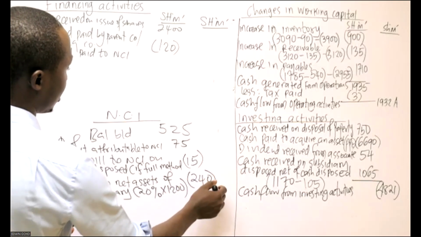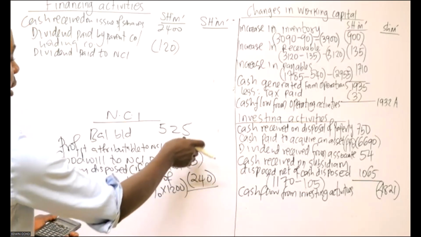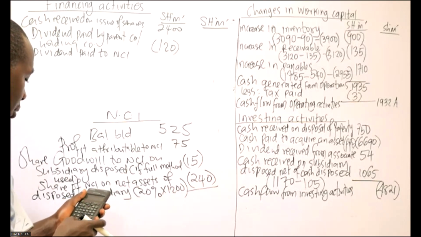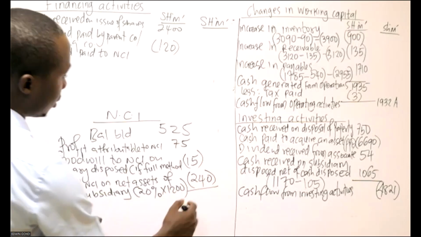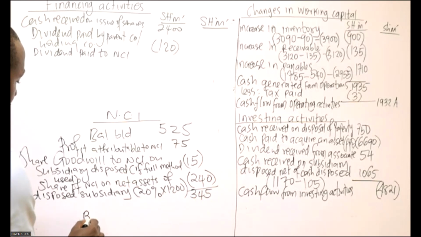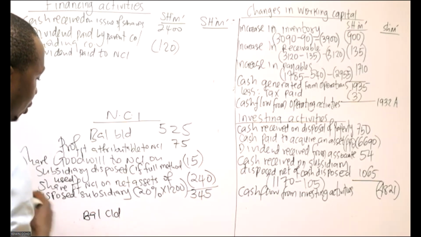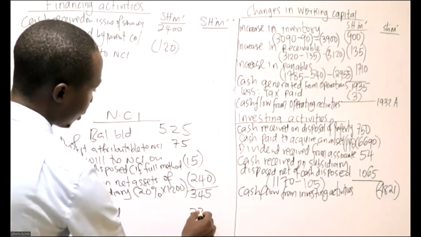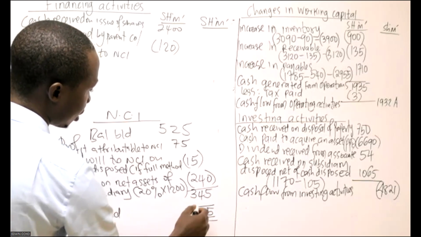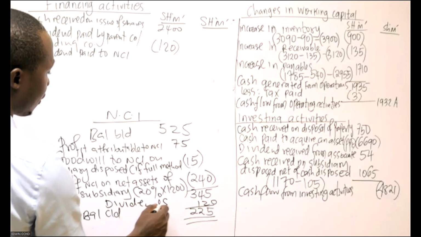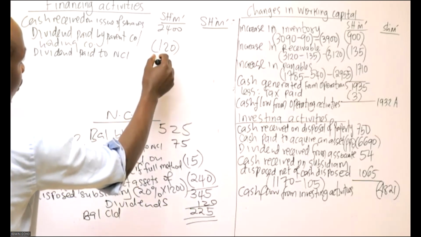So this one we deduct, because it's a disposal. If it's an acquisition, you add. That is the only difference between disposal and acquisition. So this is 345. So the balance carried down for the NCI was, if you check in the equity, shareholders' fund attributable to the non-controlling interest, we have 225. So there's a reduction of 120 because there's a dividend. That is what I was looking for. The dividends of 120.